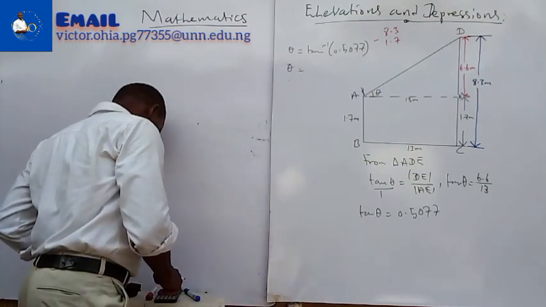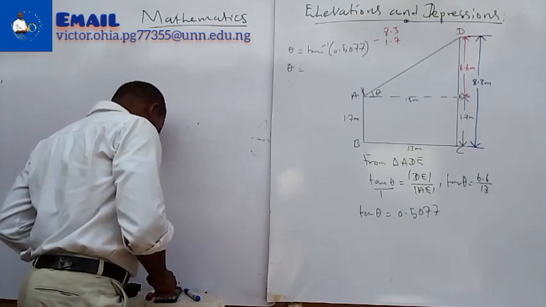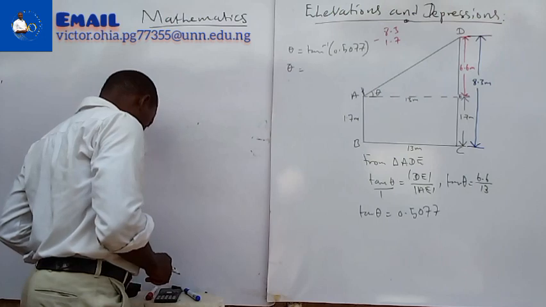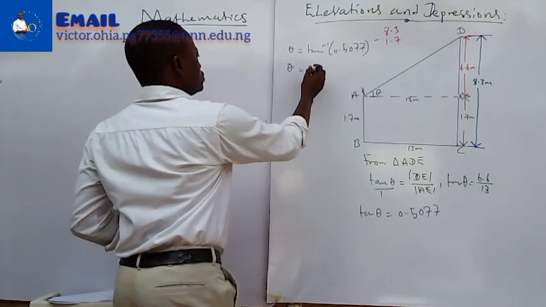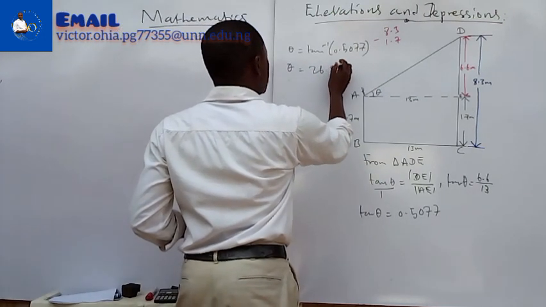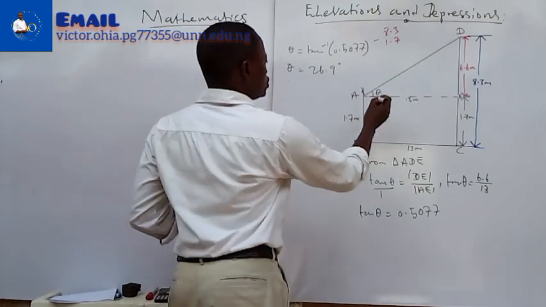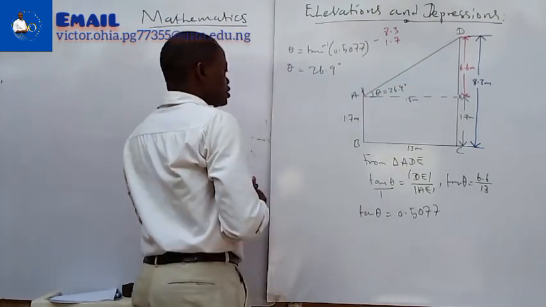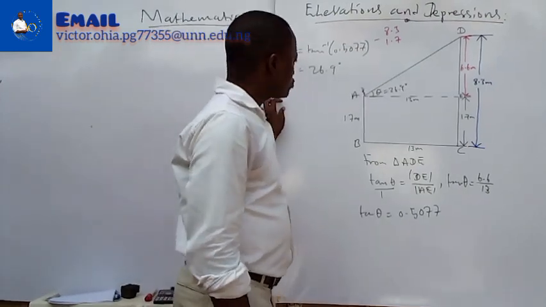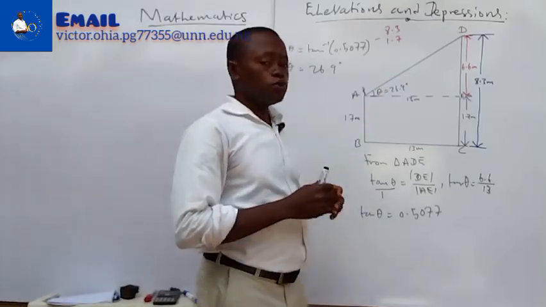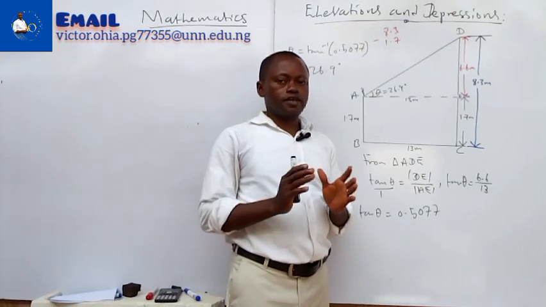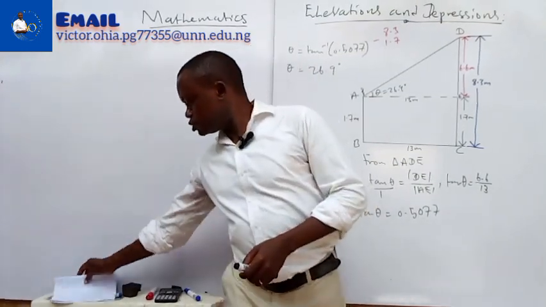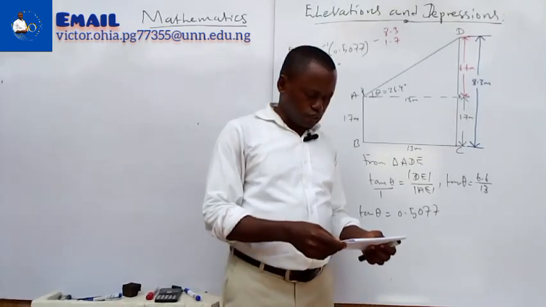So okay, tan inverse of this result is 26.9 degrees. So this angle here is 26.9 degrees. That's the angle of elevation of the top of the pole from the eye of the observer. You get? It's a very simple question.